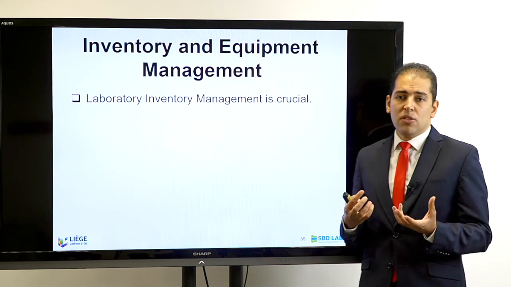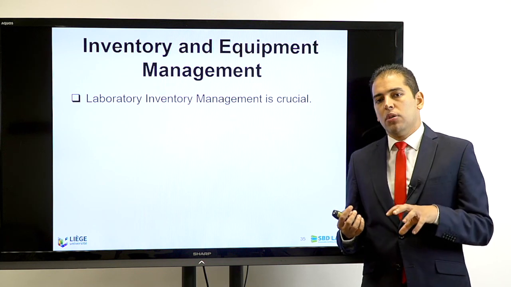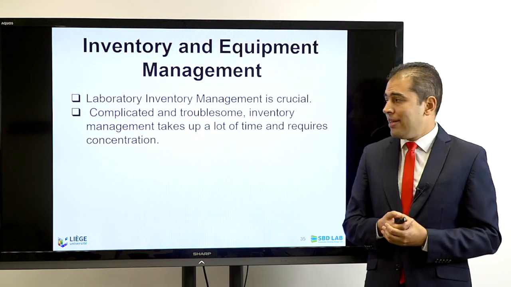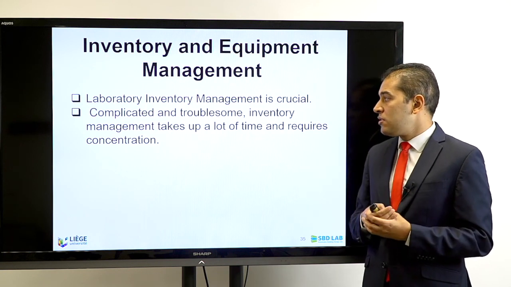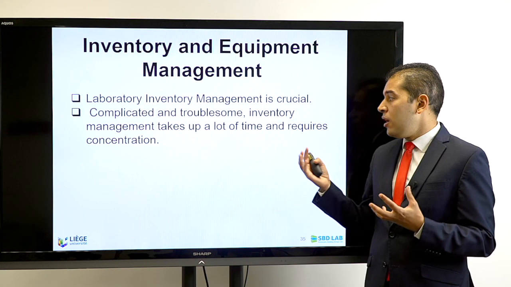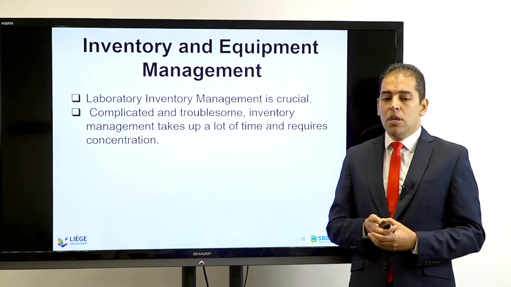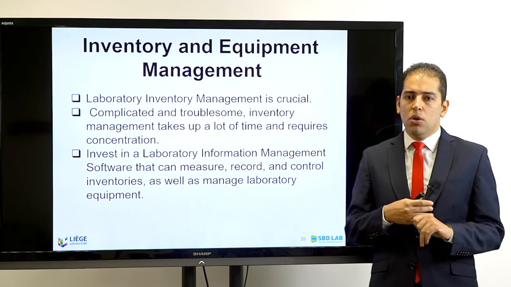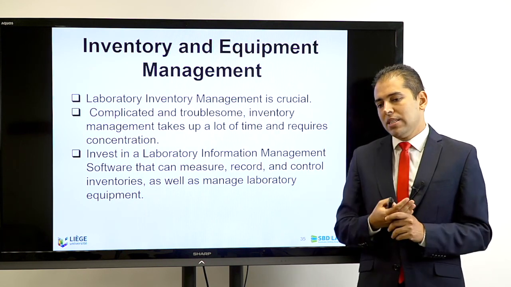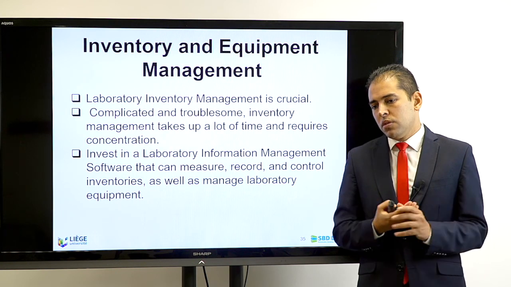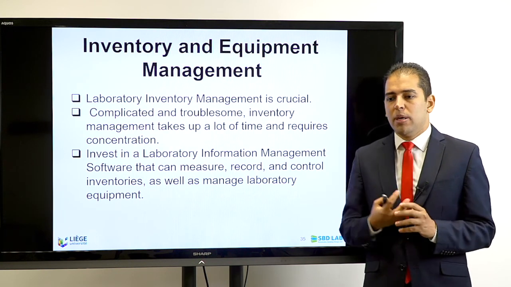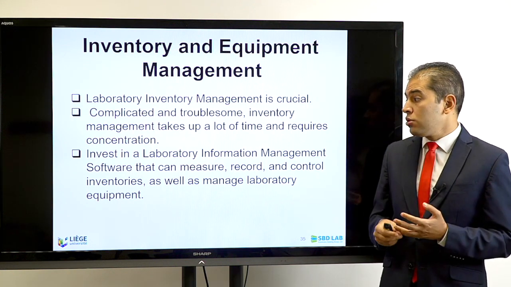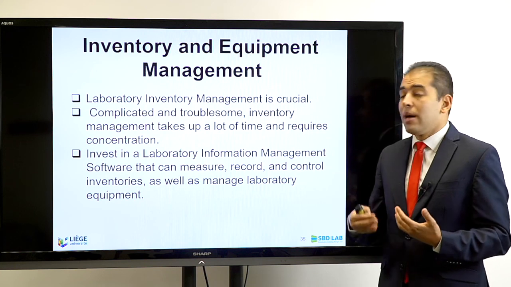Also, you need to have an inventory, and you need to have a management policy for your samples. So laboratory inventory management is crucial in experimental research. It can be complicated and troublesome. Inventory management takes up a lot of time and requires concentration. So you must invest in a laboratory information management system. No way you can get out if you have big batches of testing and a lot of experiments. You must have information management software that can measure, record, and control inventories as well as manage the laboratory equipment.